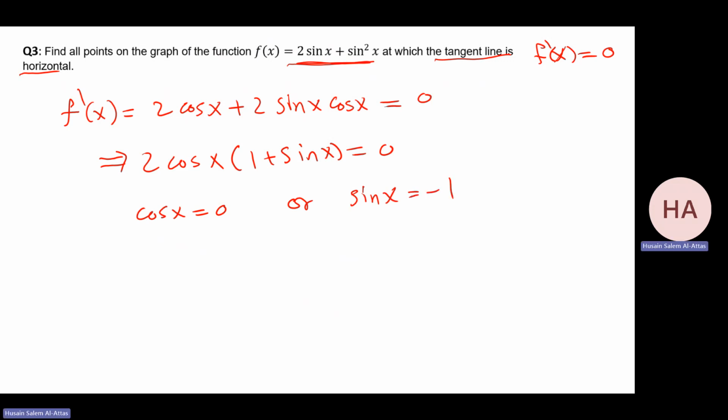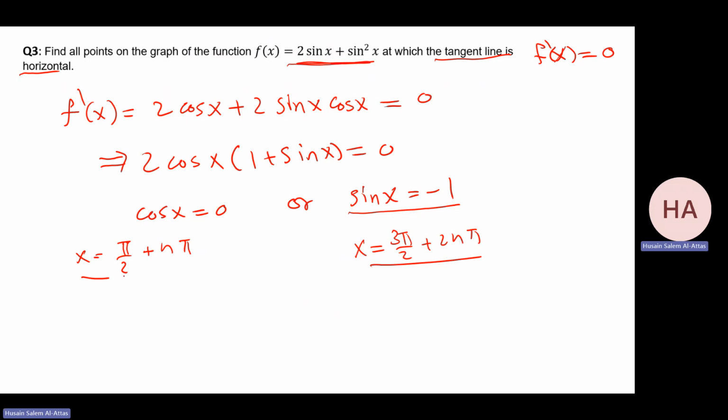When cosine x equals 0, it's pi over 2, 3 pi over 2, 5 pi over 2. So it's pi over 2 plus n pi, where cosine equals 0. Pi over 2, 3 pi over 2, and so on. When sine x equals minus 1, it's when x equals what? Sine x equals 1 at pi over 2, minus 1 at 3 pi over 2, and a complete circle, which is 3 pi over 2 plus 2 n pi.